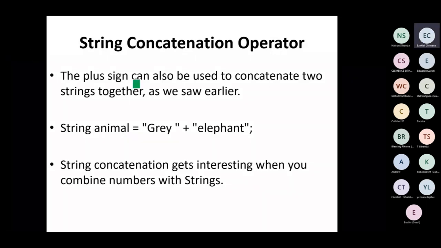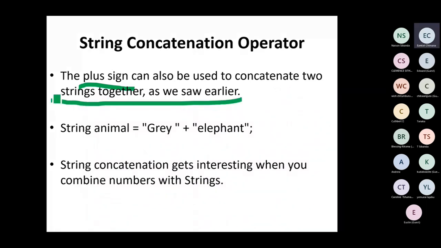There is this other issue, which is also very important. In Java, there's what we call the string concatenation operator. So we use the plus sign for string concatenation in Java. The plus sign can be used to concatenate 2 strings together, as we saw earlier, because we've got another method for doing that, but you can just use this plus to concatenate your strings. So we've got this string animal, initialized to gray, then we add elephant to it, so it will be gray elephant.